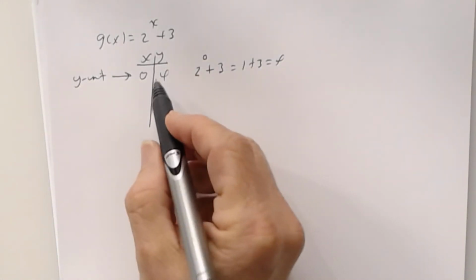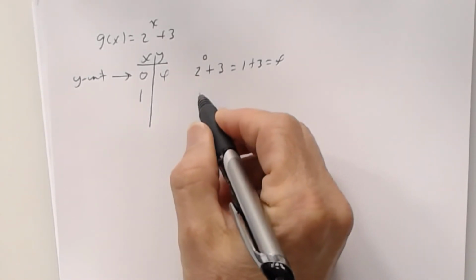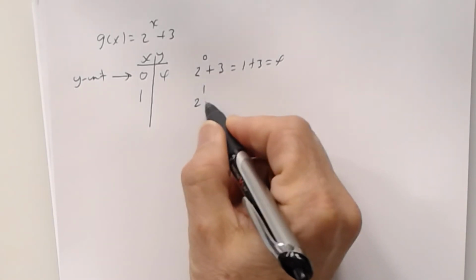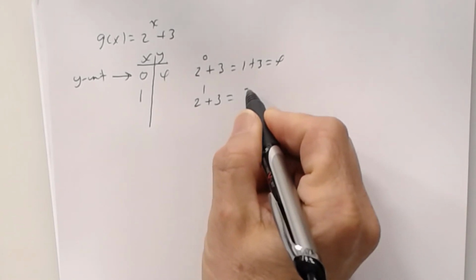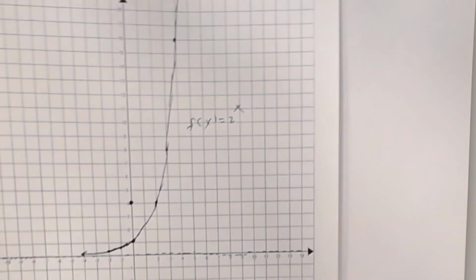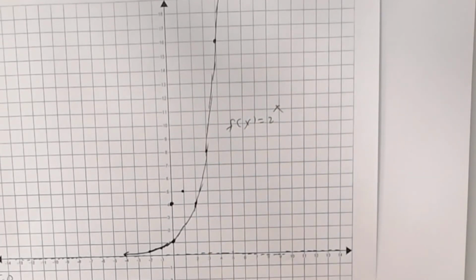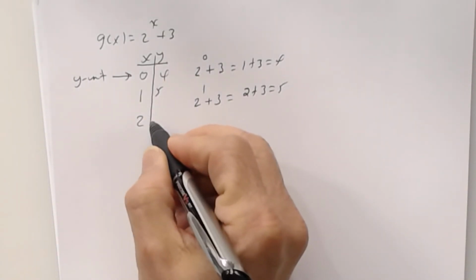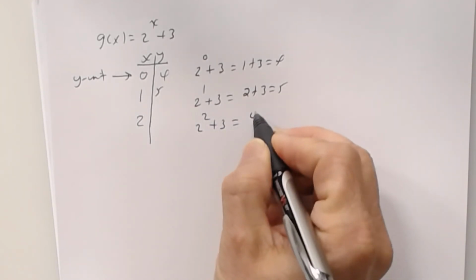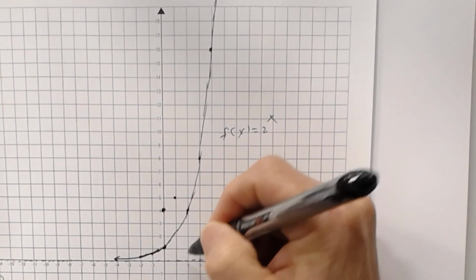Give me another value for x. Let's do 1. If x is 1, I get 2 to the 1 plus 3, which is what? 5, right? So I'll plot the point (1, 5), which is about here. If x is 2, I get 2 to the second power plus 3, which is 4 plus 3, which is 7. So I plot the point (2, 7).